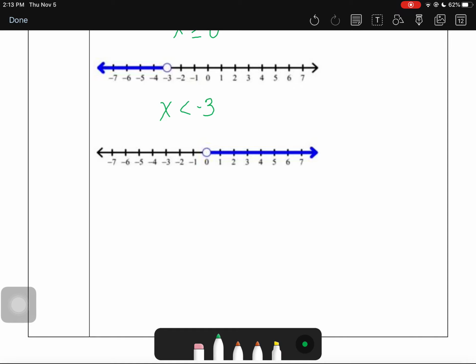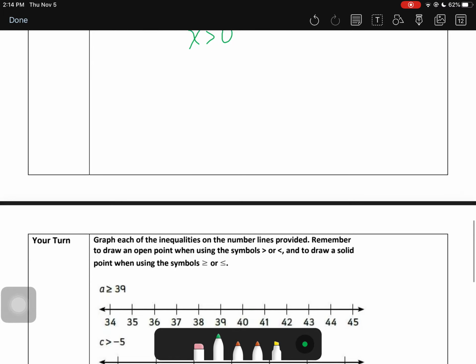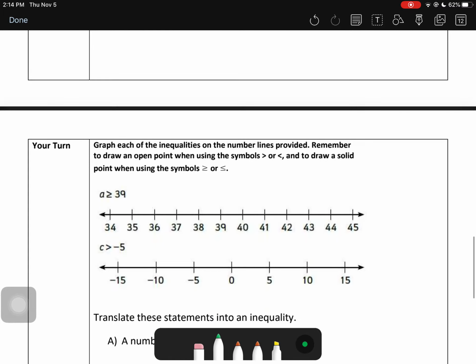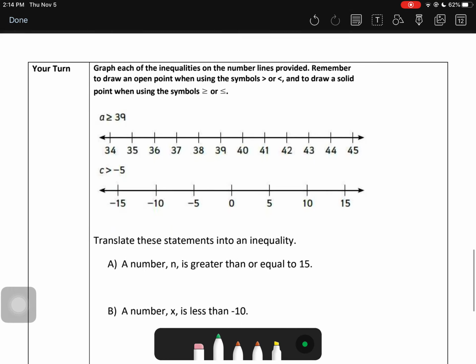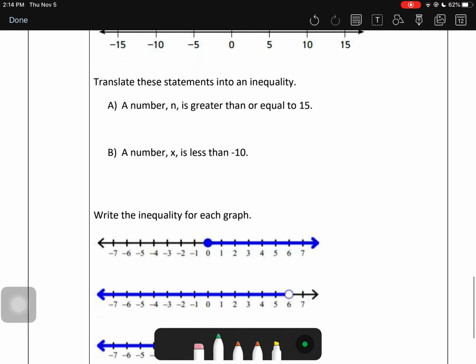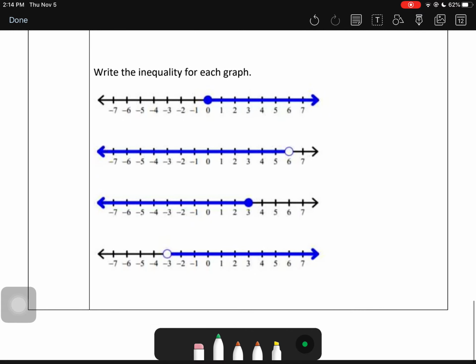On the next example, we have our x. It's going to the right, so it's greater. There's no line underneath because it's an open circle, and it's at our 0. Okay, next it says that it's your turn to graph the inequalities, to translate these statements into inequalities, and then to write the inequality for each of the graphs.